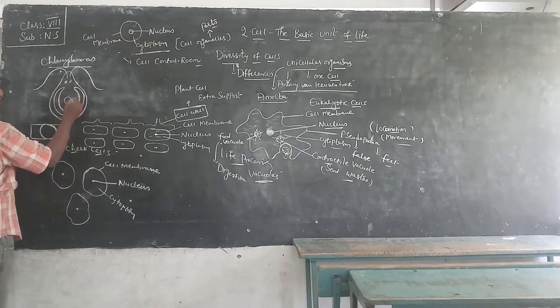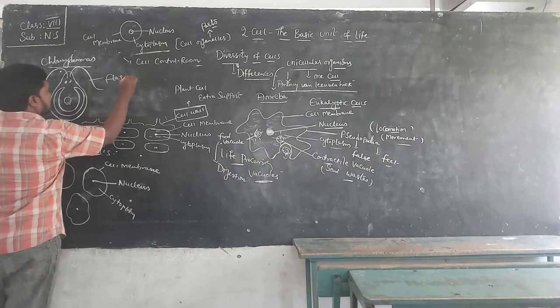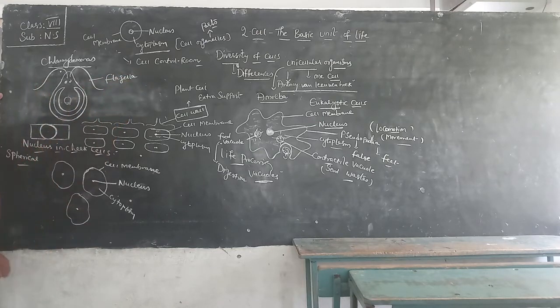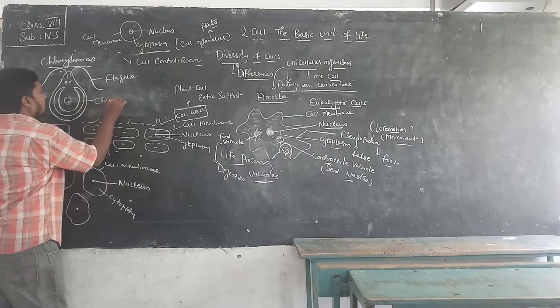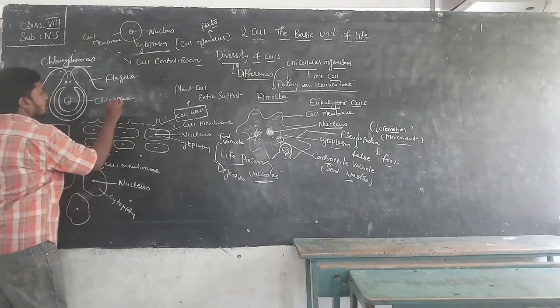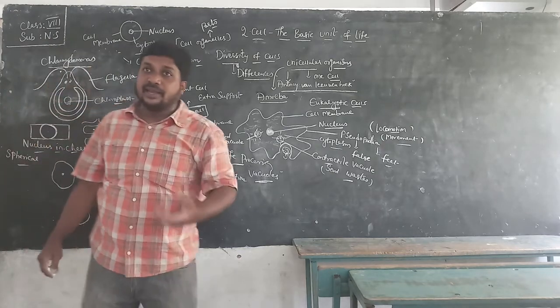This is the chloroplast. This is the flagella. With the help of flagella, they can move. So this is the unicellular organism which is present in green water. This is the chloroplast. Chloroplast is present in only green parts. That's why they are green in color.